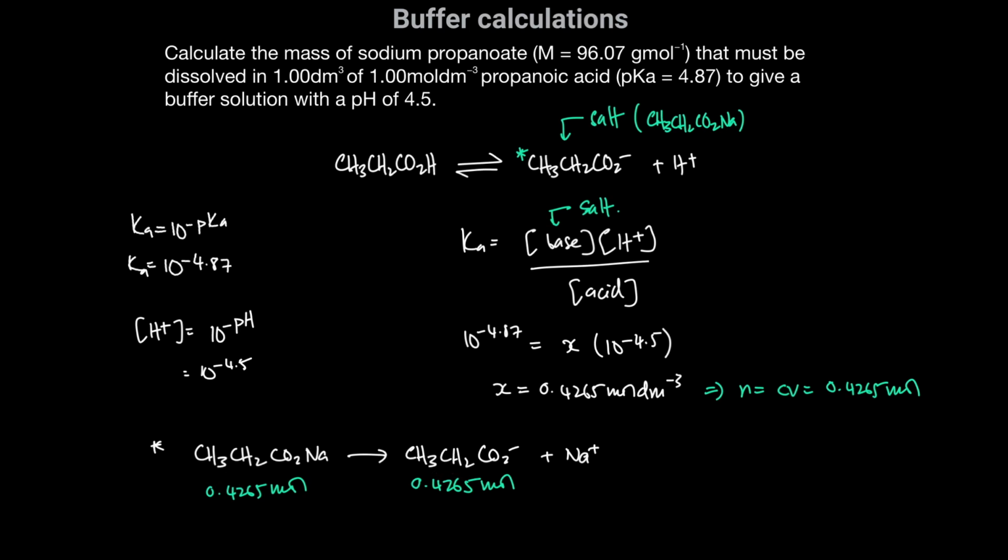So now we know the number of moles of the salt, and we know that the mass is equal to the number of moles times the molar mass. The number of moles is 0.4265, and the molar mass is 96.07. So this comes out to 41.0 grams.